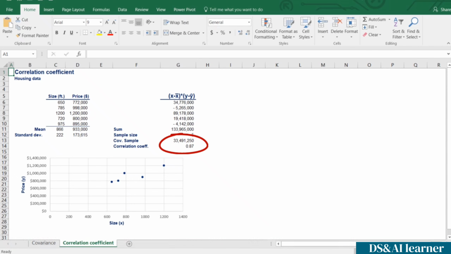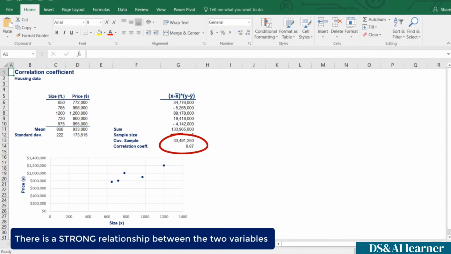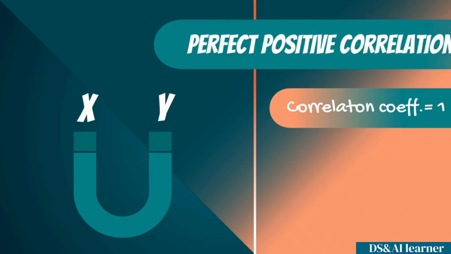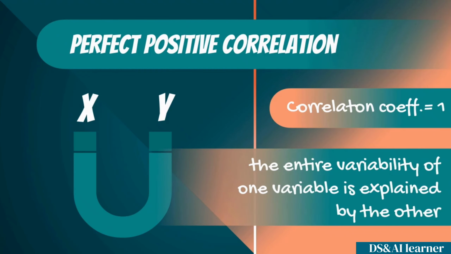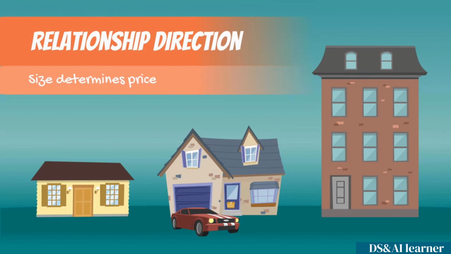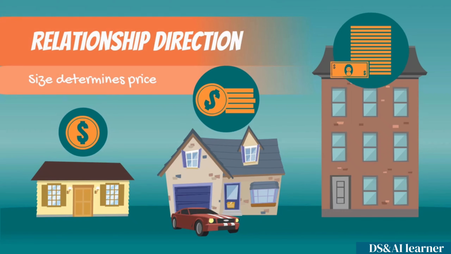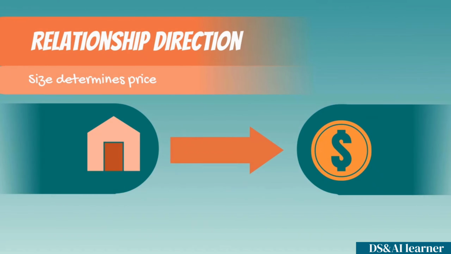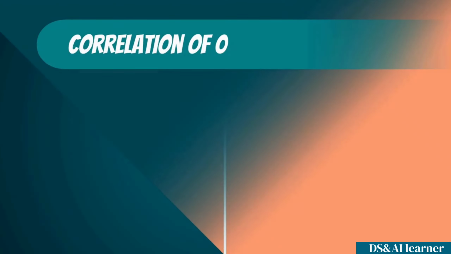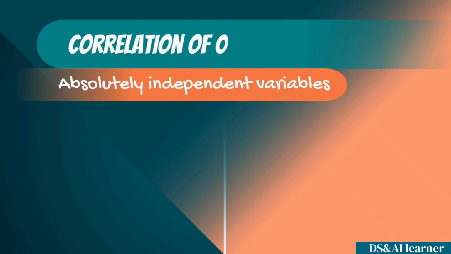We got a sample correlation coefficient of 0.87, so there is a strong relationship between the two values. A correlation of 1, also known as perfect positive correlation, means that the entire variability of one variable is explained by the other variable. However, logically, we know that size determines the price. On average, the bigger house you build, the more expensive it will be. This relationship goes only this way. Once a house is built, if for some reason it becomes more expensive, its size doesn't increase, although there is a positive correlation.